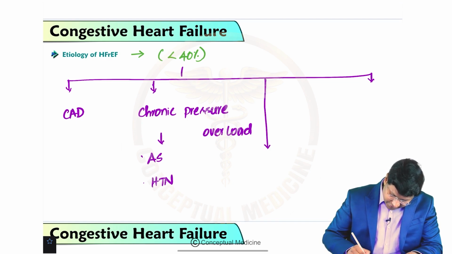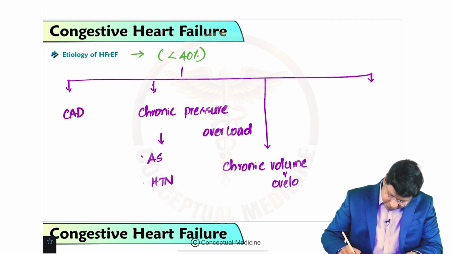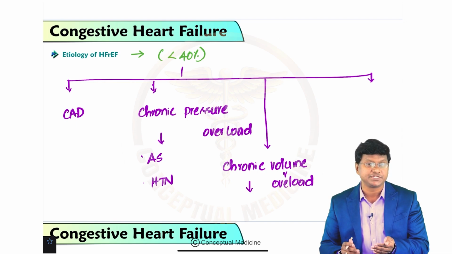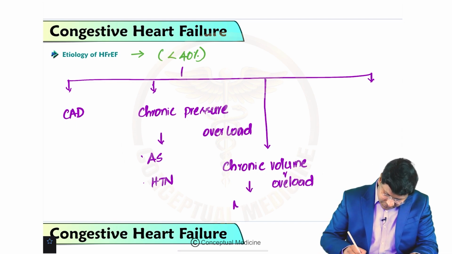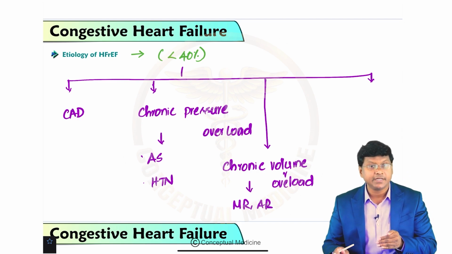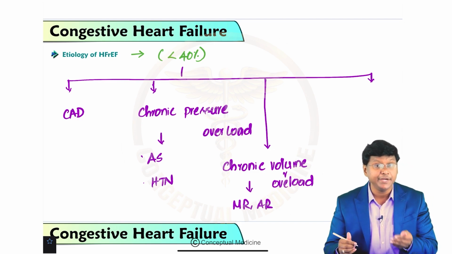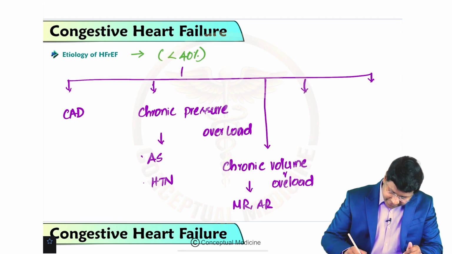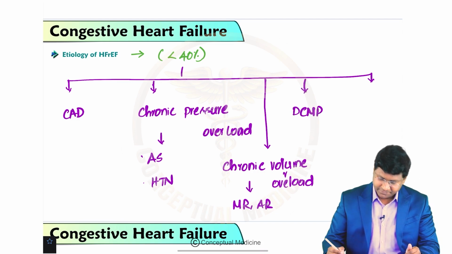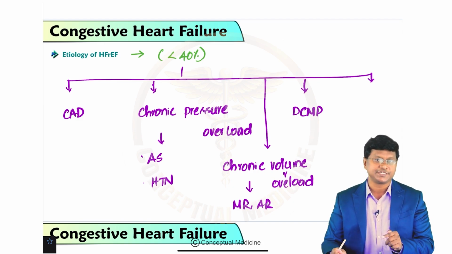Then chronic volume overload conditions. If you see the chronic volume overload conditions, that includes mitral regurgitation and aortic regurgitation. These are the chronic volume overload conditions. Then cardiomyopathies. And which type of cardiomyopathy? That is dilated cardiomyopathy, which will cause heart failure with reduced ejection fraction.